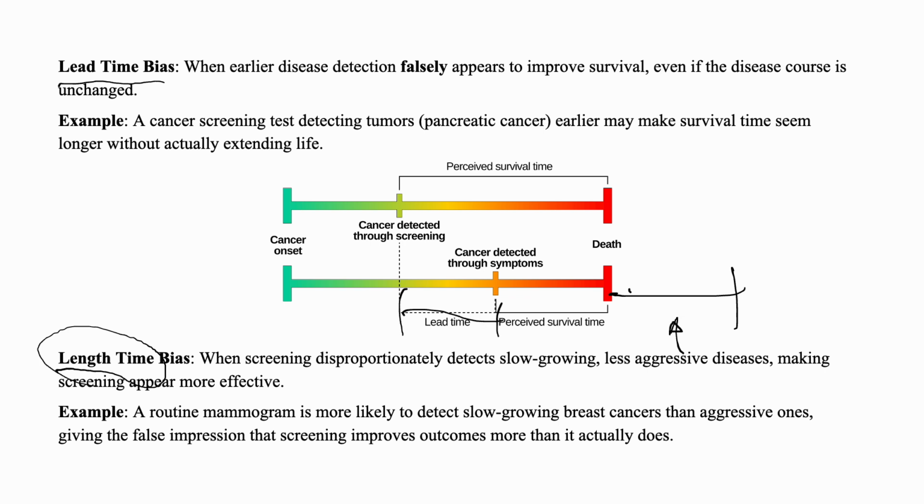An example of length time bias is, let's say you have a routine mammogram that's more likely to detect slow-growing breast cancers rather than aggressive ones. This will give the false impression that screening improves outcomes more than it actually does because you'll have additional length time bias. All right.